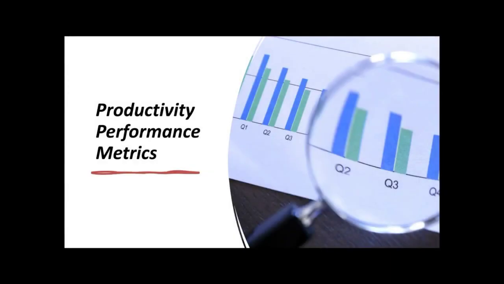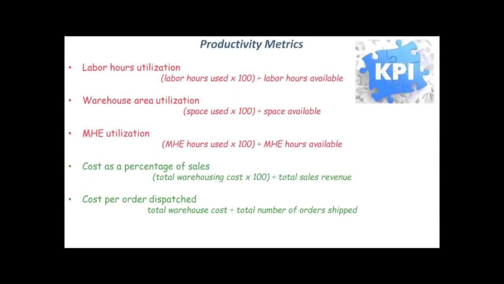There are many traditional productivity and performance metrics in use in today's warehouses. The first of these groups of measures are based on labor, space, and equipment utilization. Labor hours utilization looks at the utilization of labor hours within the warehouse based on the total number of labor hours available to work over a particular shift, day, or even week.